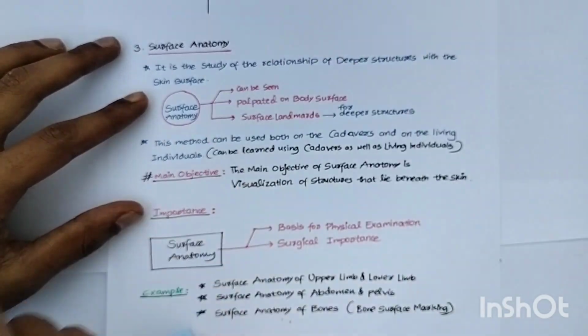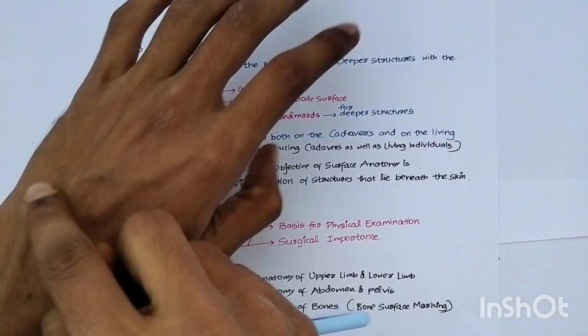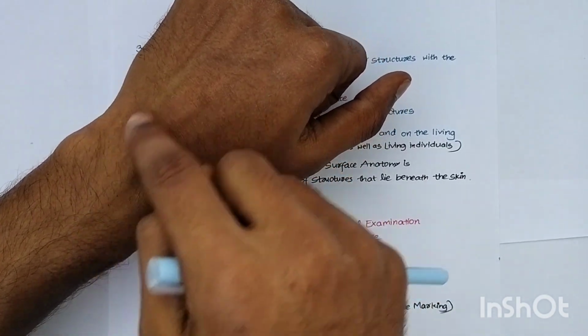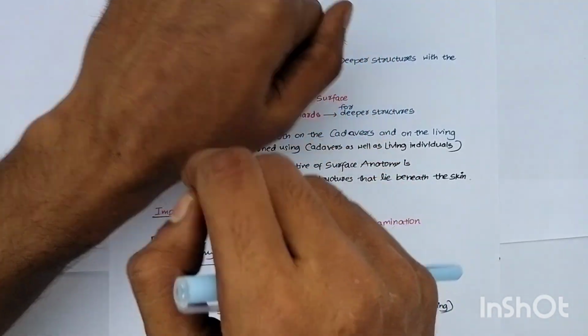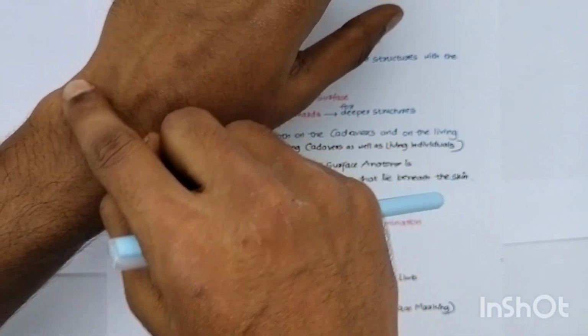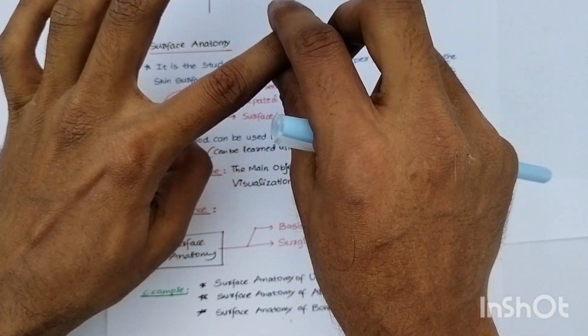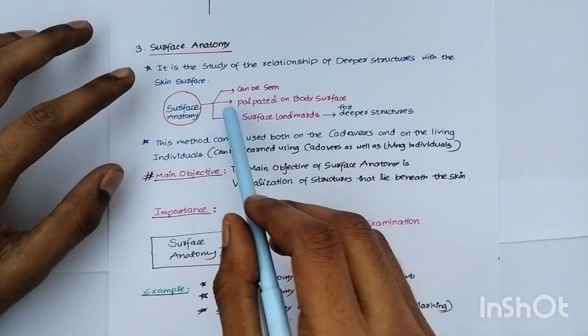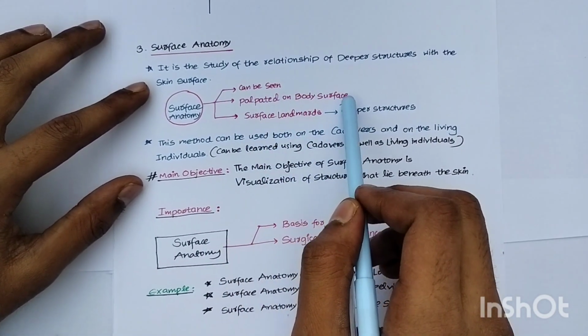This is very important. You can palpate your tendons, right? You can palpate the veins, right? See, you can palpate your veins, right? See, you can palpate your skin, right? So under structures like veins, you can palpate the bone also, right? Joints also, right? So can be seen, palpated on the body surface.